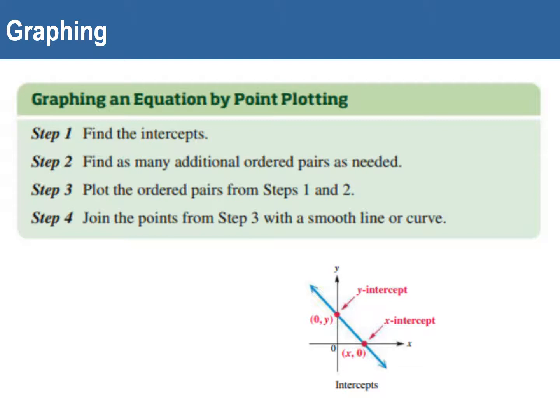Now suppose I want to graph. You can do graphing by plotting points. In order to do that, you need to find the intercepts. You find the y-intercept, that's when x is 0, and the x-intercept is when y is 0. And then you find as many additional ordered pairs as you need. Plot the points and then connect them with a smooth curve.